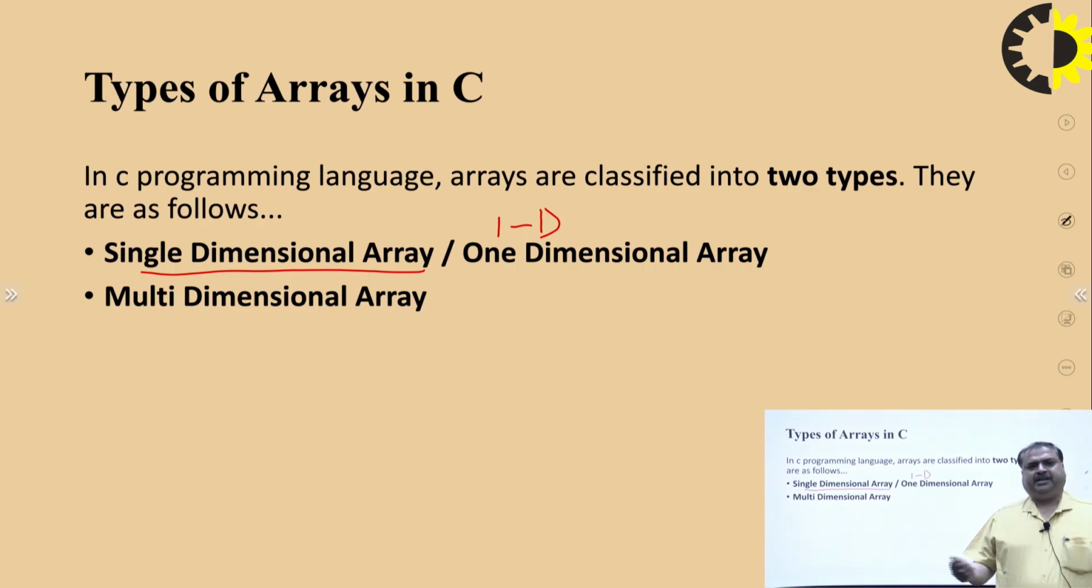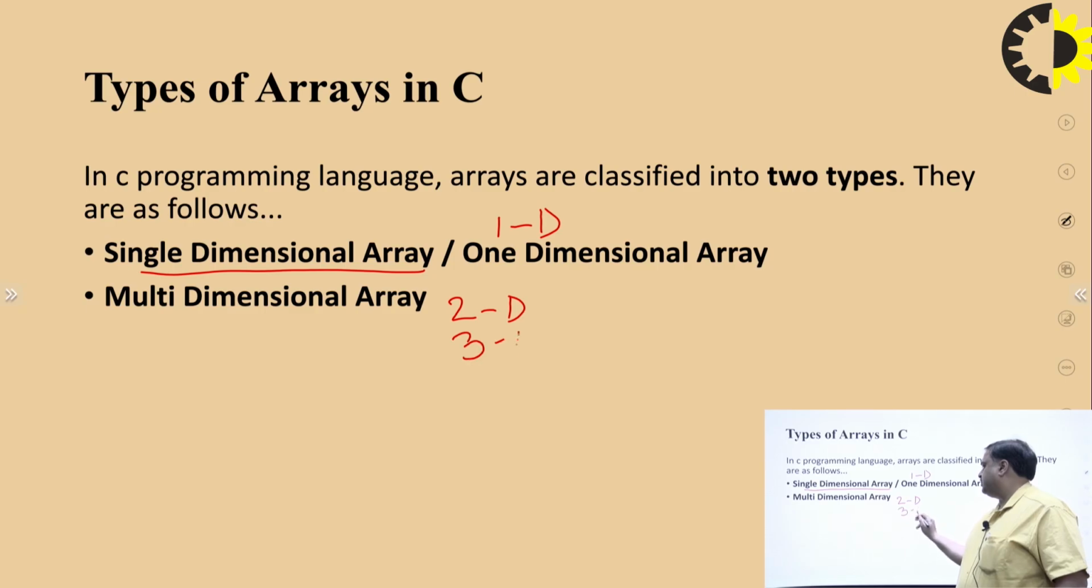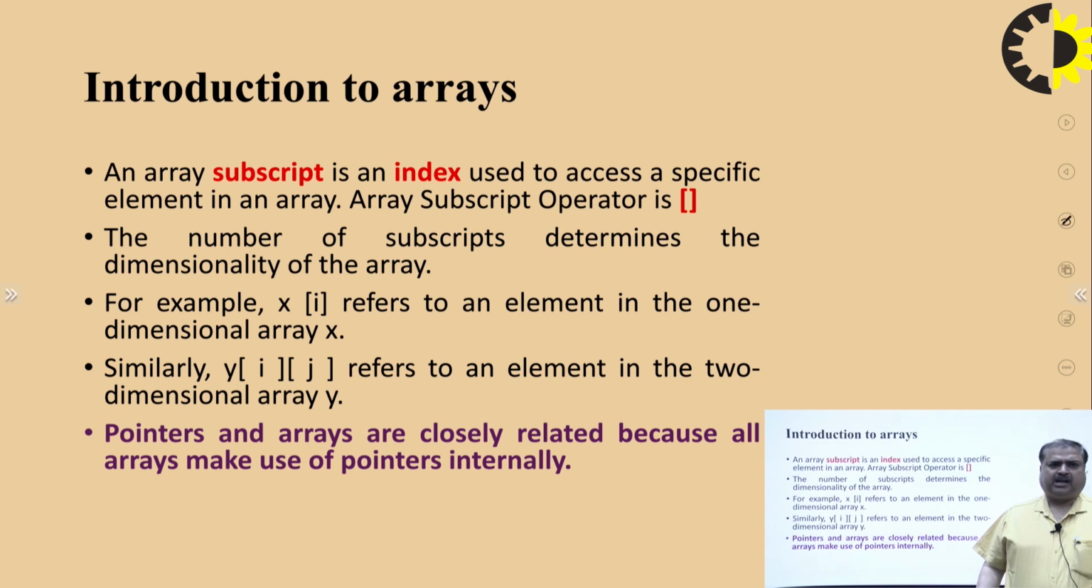And another is the multi-dimensional array. If we require more than one vector type of data, then in that situation we will create an array with more than one dimension. These may be 2D arrays, 3D arrays, and if required, we can create 4D and 5D arrays. So these kinds of arrays we are going to use in C programming. So let's start with how to declare a simple 1D array.